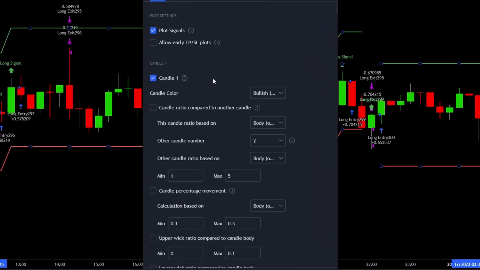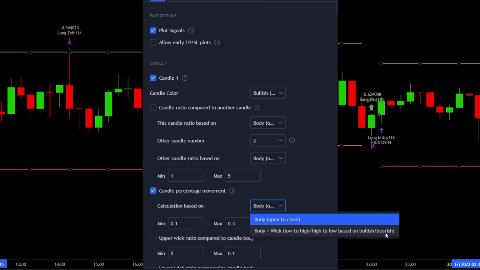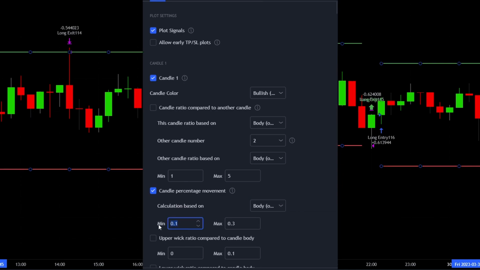If you want to set how big a candle should be in percentage, tick the candle percentage movement option. Then, choose what you want to base the calculation on, only on the body of the candle or the body plus the wicks of the candle. Then set the percentage range you want to use here.